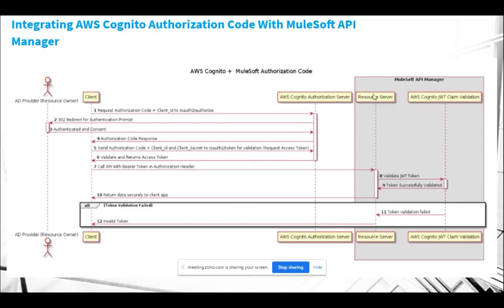The resource server will validate the token using the URL that AWS Cognito provides. Once the token is validated successfully, it will return the data. So this is the AWS Cognito authorization code flow.